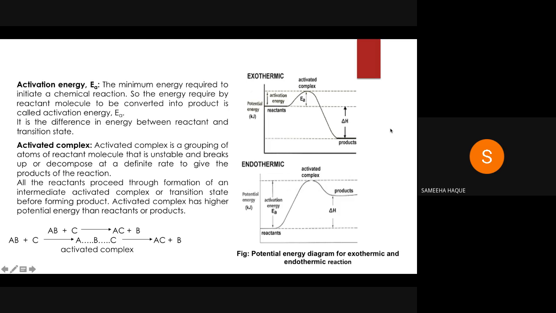The potential energy for the activated complex. Sir, I did not get that part. Okay, so here you can see from the graph, the potential energy of the activated complex is higher than the reactant or product in both the cases, right? Whether the reaction is exothermic or endothermic. Is it clear? Yes, sir. That part is clear.